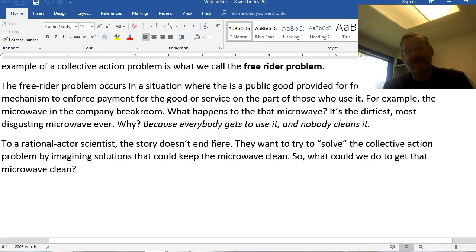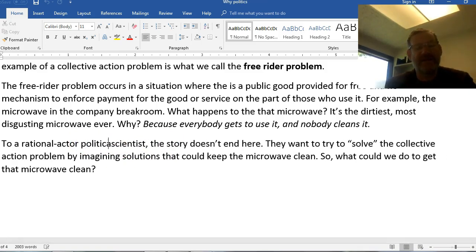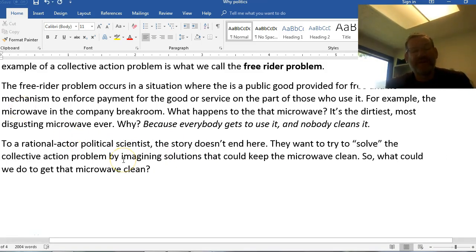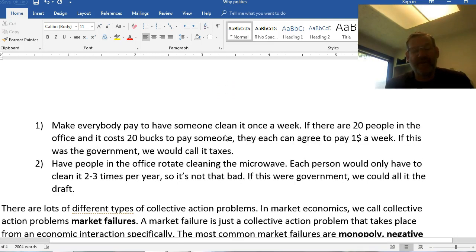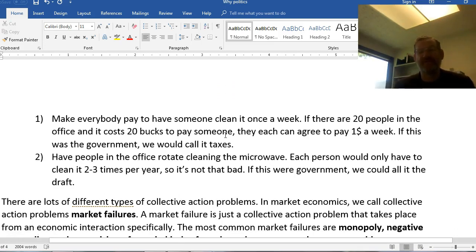To a rational actor political scientist, however, the story doesn't end there. We want to try to solve a collective action problem by imagining solutions that can keep the microwave clean. So what can we do to keep the microwave clean? There's two basic ways of doing this. One, make everyone pay to have someone come in and clean it once a week.